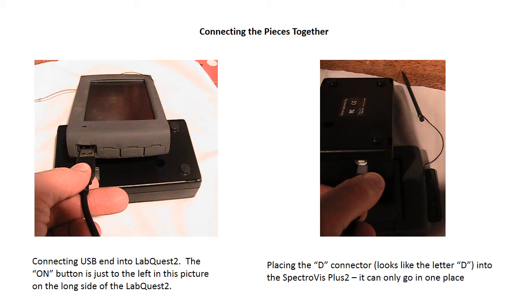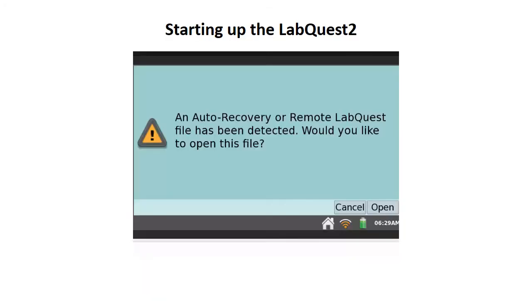So let's take a look at the LabQuest itself, once I have this plugged in and get it all set to go. The on button, as you saw on the previous slide, is on the long end of the LabQuest, to the left of where you're going to plug in your SpectroVis Plus. I can't tell you which side necessarily because they auto-rotate, so up and down, left and right always change, kind of like your cell phone does. But it'll be on the long side, right next to that port where you plug in the USB cable between SpectroVis and LabQuest.